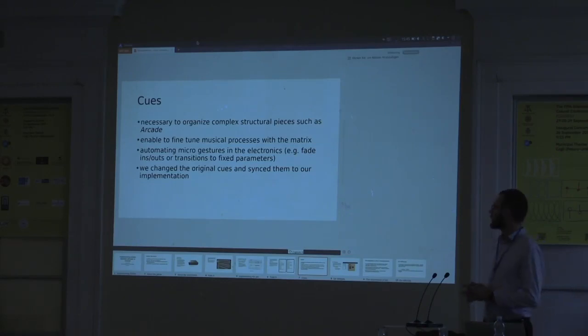And so the cues, we basically use them for automating procedures, like for example micro gestures. I call them micro gestures. What I actually mean is just fade ins and fade outs on certain points of the piece, or transitions to certain parameters, like for example if the harmonizer switching from this frequency to that. So we basically automated them with the cues, so we just had to press them and then it basically did it automatically, what before in the original version had to be done manually, which is kind of risky, I would say.